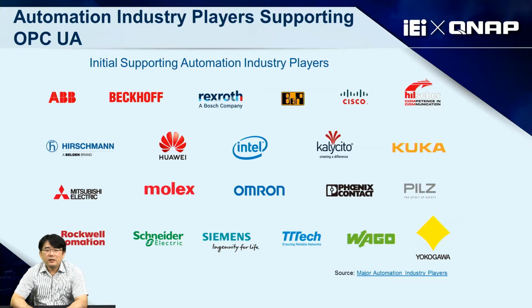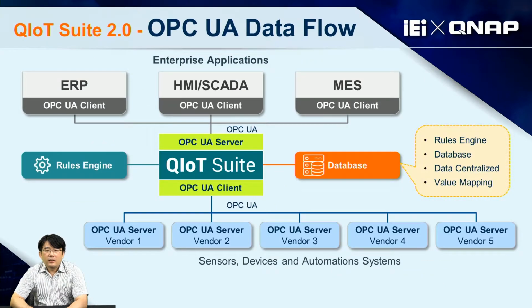So we can see many industrial companies join the OPC standard. Here we can see the QIoT OPC data stream. The equipment provides sensor data and production equipment data through the QIoT rule engine and the database for analysis and processing, and then to the ERP, HMI, SCADA, MES. Further, the processing of equipment production news.